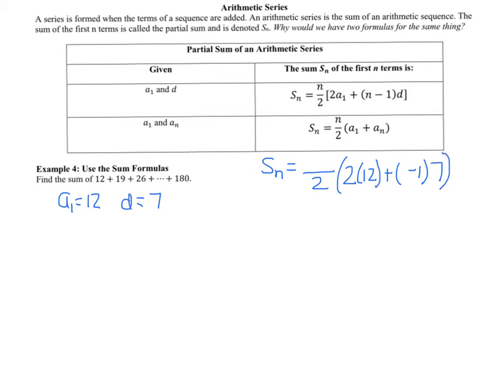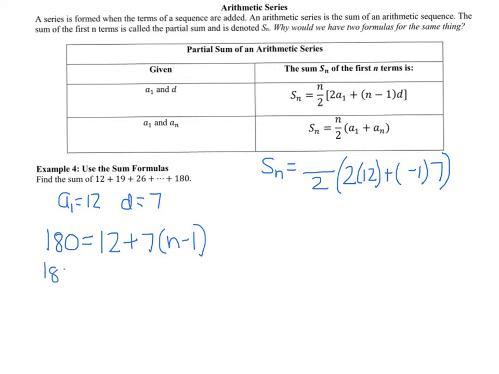So now I have to go and use my other formula, my a sub n formula, to be able to figure out what n is. So if I have a sub n, we know that my last term is 180. And I want to know which term that is. So I'm going to plug in 180 for a sub n. And then I have a sub 1 plus d times n minus 1. And now I can solve for that n.